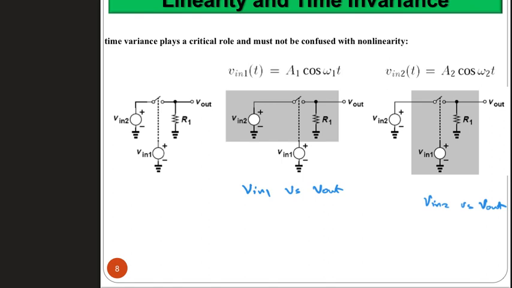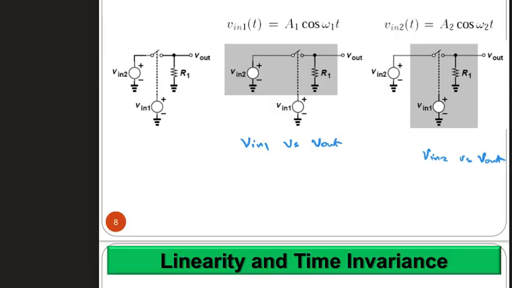How do you do that? When VN1 is your input, think about it: if I scale VN1, what happens to the output? If I shift VN1, what happens to the output? Assuming VN2 is a fixed sinusoid. Try to imagine what's going to happen to the output. Similarly here, if I scale VN2, and if I shift VN2, what will happen to the output? Accordingly, give me your findings, whether this is linear or not, time invariant or not. Think about it for a couple of minutes, and then we come back to answer. See how to address this conceptually, not mathematically.